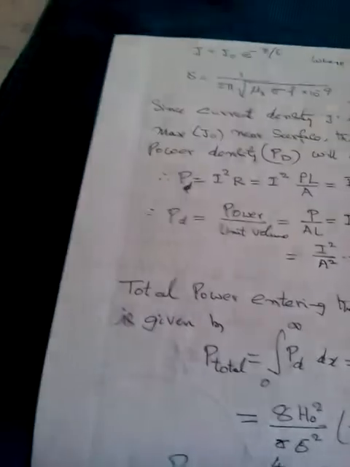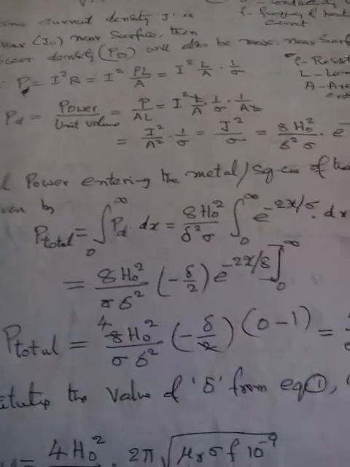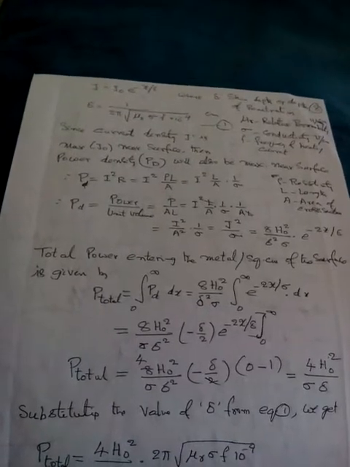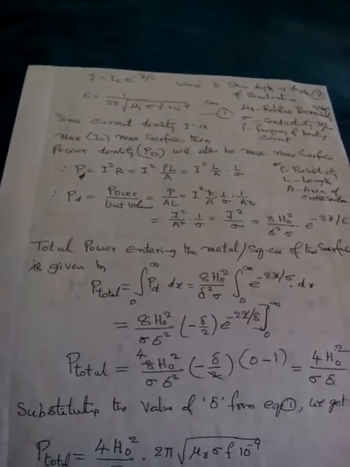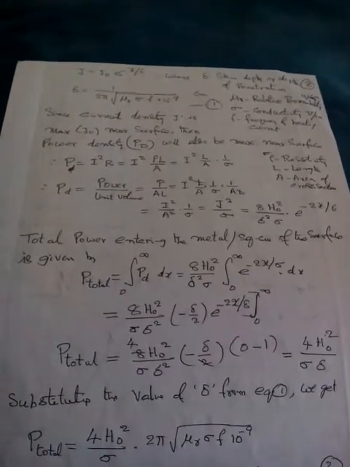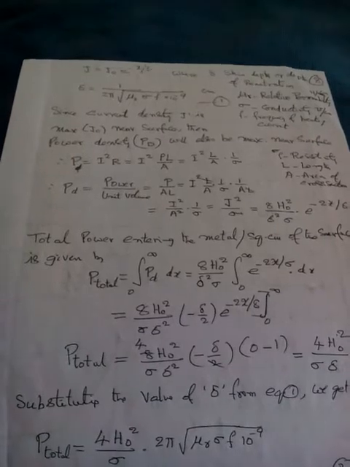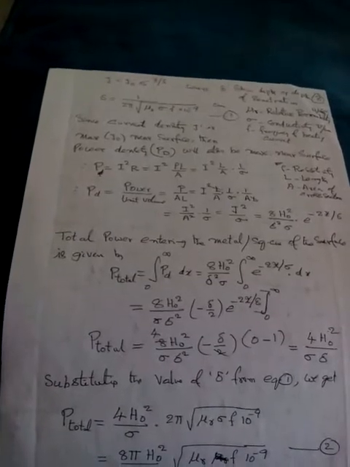The total power entering the metal per square meter of the surface is given by, finally, P total equals 4 H naught square by sigma delta, where H naught is the magnetic field, sigma is conductivity, and delta is skin depth.